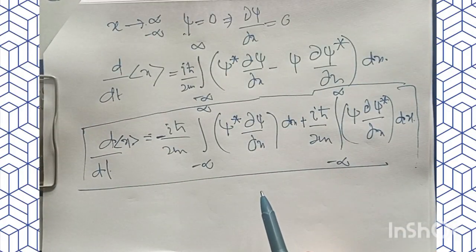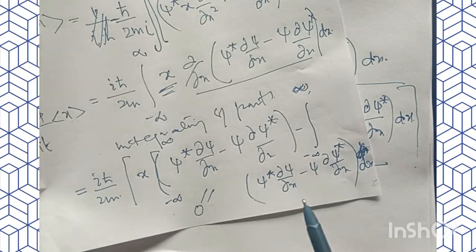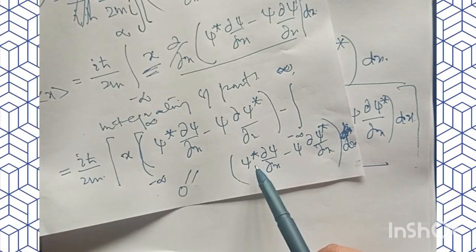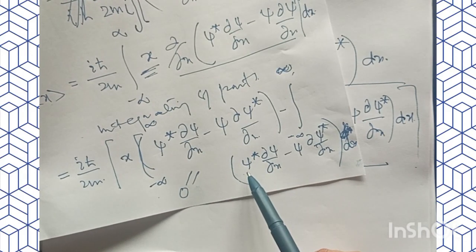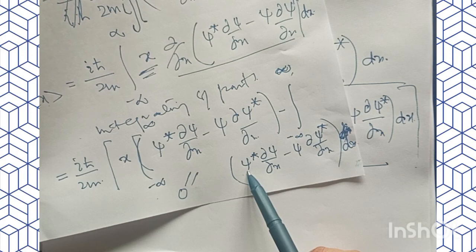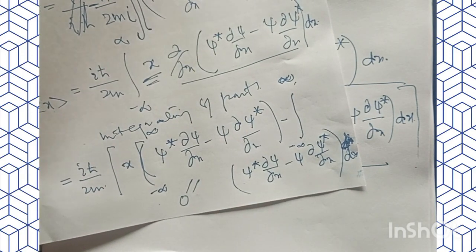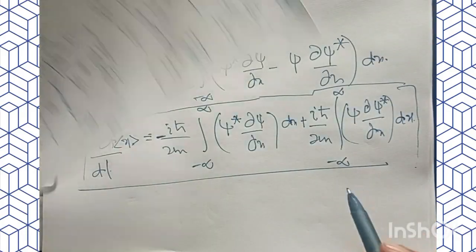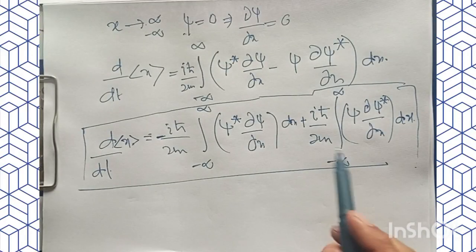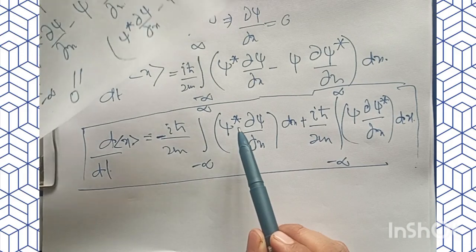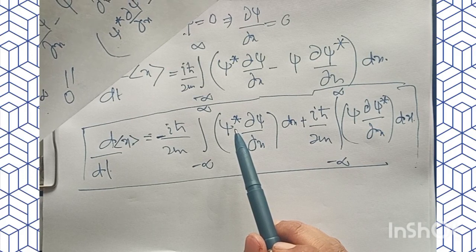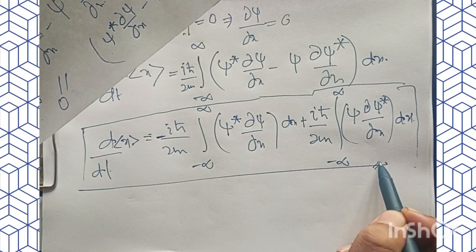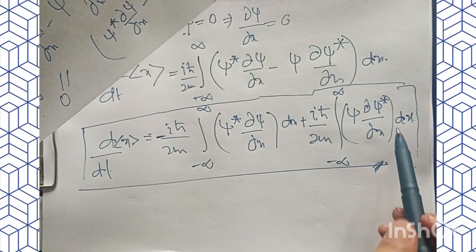Did I leave anything out? No, I didn't, because I'm left with an integral. This will give me the integral of, and this is i h cross by 2m, that's fine. This is psi star dou psi by dou t. Now that's fine. Now, what about this term that I have? If I integrate this, that should be the case.